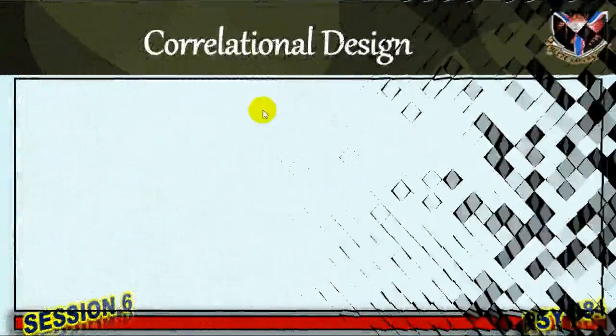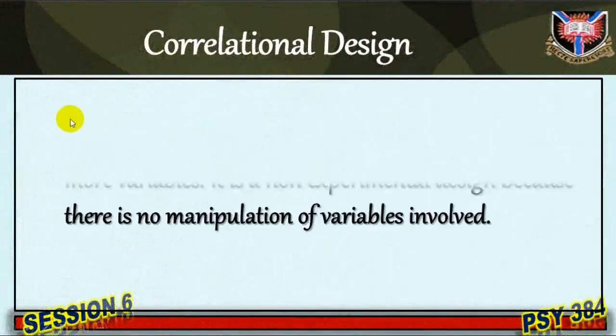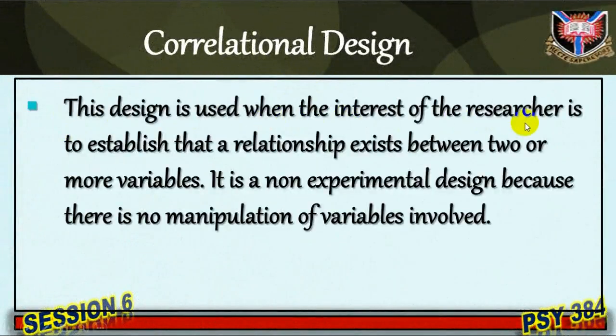Correlational design. This design is used when the interest of the researcher is to establish that a relationship exists between two or more variables. It is a non-experimental design because there is no manipulation of variables involved.